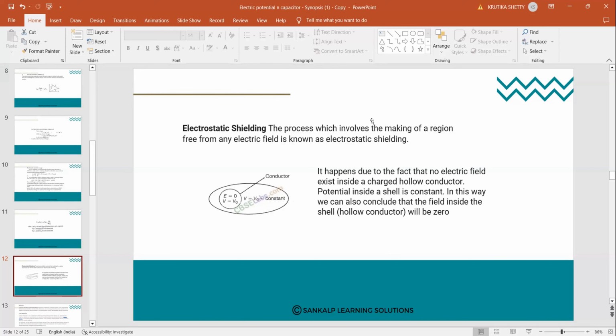Now the process which involves making a region free from any electric field is known as what? Electrostatic shielding. So what is electrostatic shielding here? It is a process which involves making a region free from any electric field. Free from electric field means free from the charges, so the electric field does not come in. So making that particular region free from the electric field is known as electrostatic shielding.